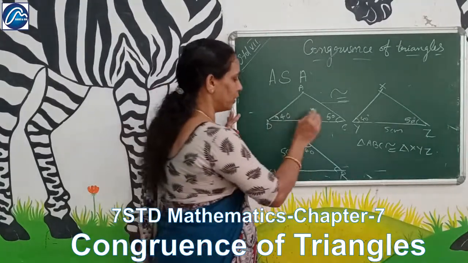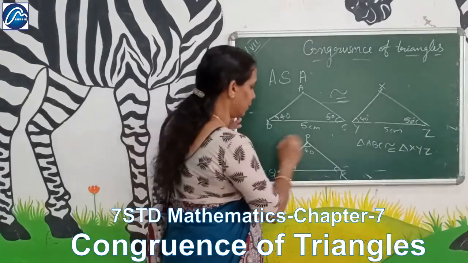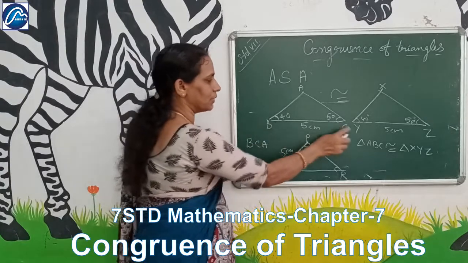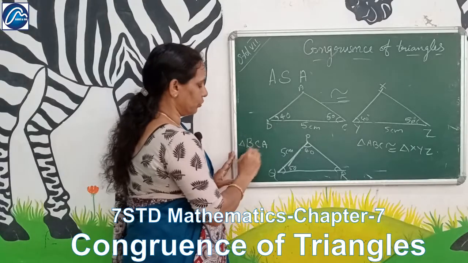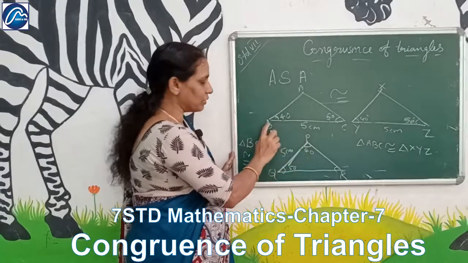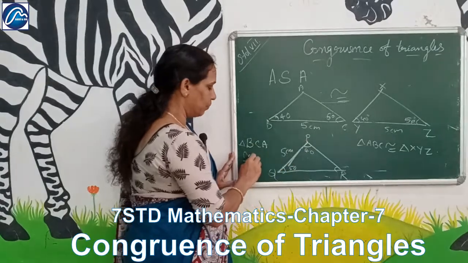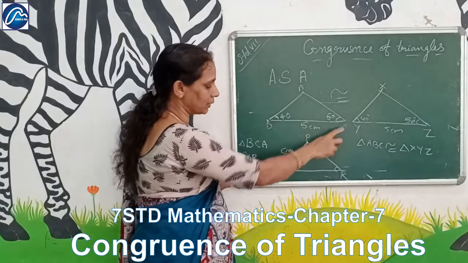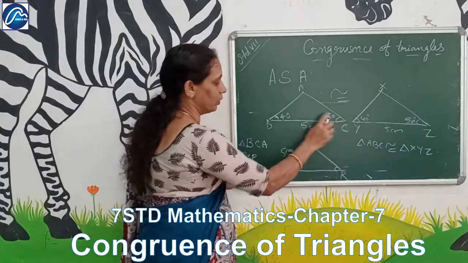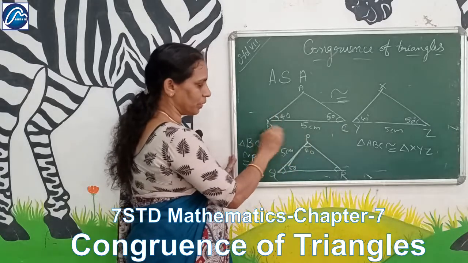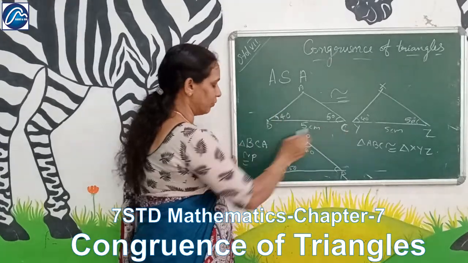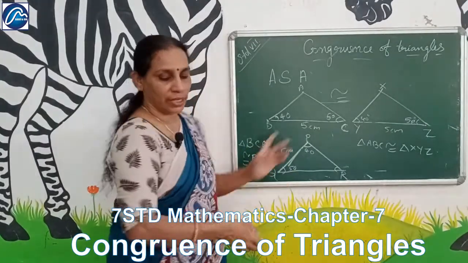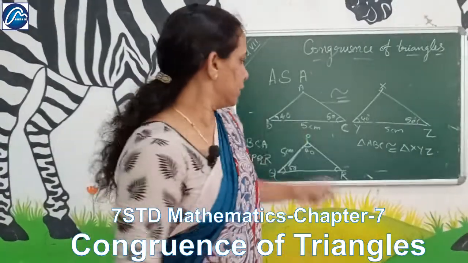But how will you name the triangle? Triangle ABC, triangle BCA. We can tell BCA is congruent to the corresponding vertices: instead of B we have P, instead of C we have Q, and lastly R. So BCA is congruent to PQR. Like this also you can write or draw this.